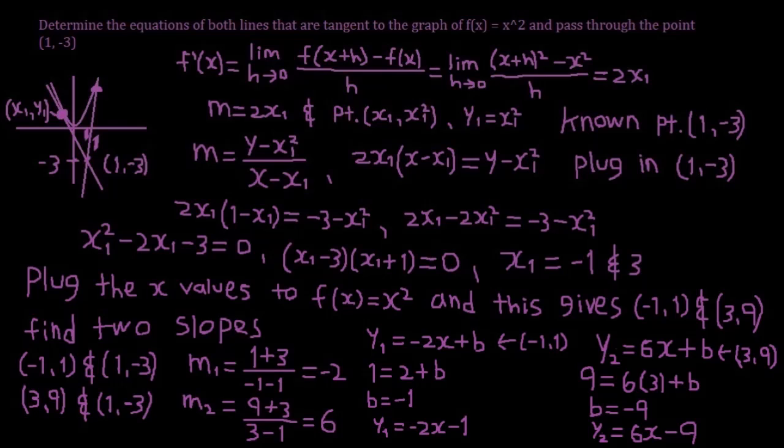Same procedure for y2. You plug them in, and it's going to give you these values. So y2 equals 6x plus b. Plug in (3, 9), and the y-intercept is -9. So in this case, it gives you y2 equals 6x minus 9.